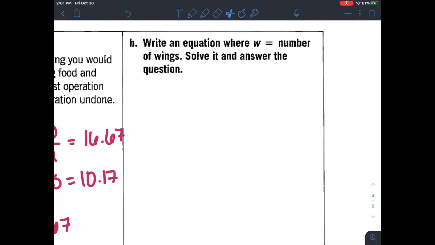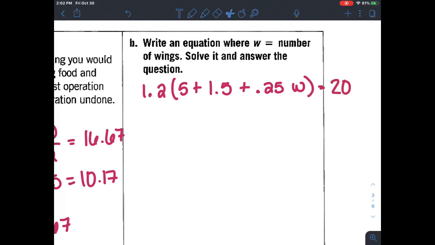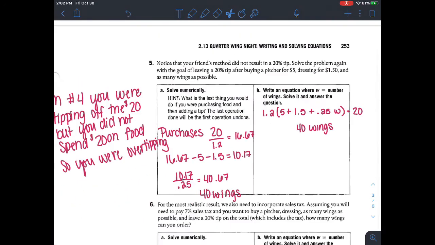Okay, so if we wanted to write this as an equation, we would go 1.2, which is the 20% tip on our total food purchase. That's why I have it in parentheses. That's our total food purchase. Our food purchase is the $5 beverage, the $1.50 sauce, and the 25 cents per wing. And then that's going to equal our total of $20. And if I solved, again, I would still get those 40 wings out of it.